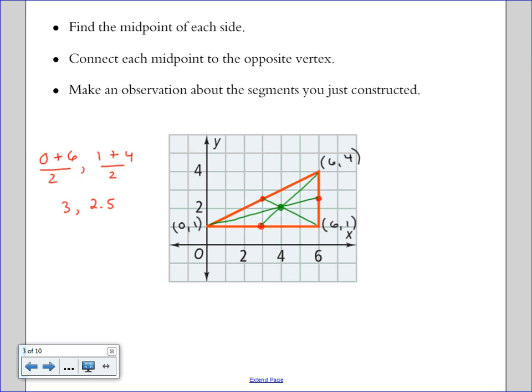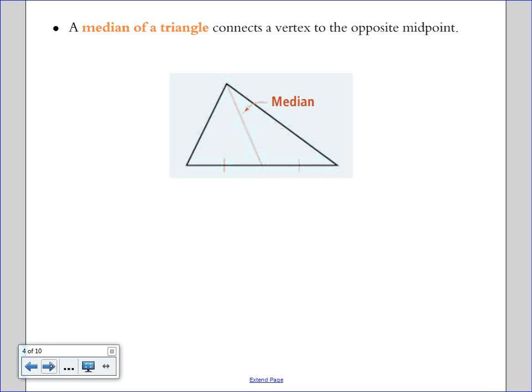So these lines that we just drew in green are called the medians of the triangle, and they all intersect at the same point. So a median of a triangle connects a vertex to the opposite midpoint. And of course, we just constructed 3. This picture shows 1 median drawn. So it's got this mark to show that we found a midpoint. And then it connects it to the opposite vertex of the triangle. And that's just 1 median of this triangle. Of course, all triangles have 3 medians.